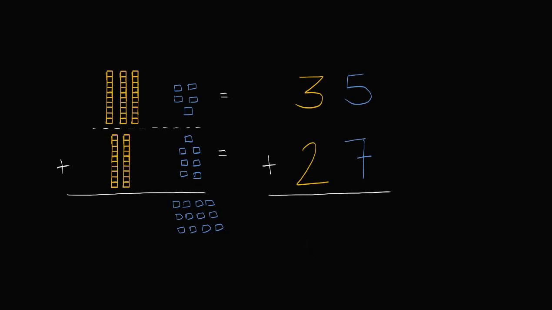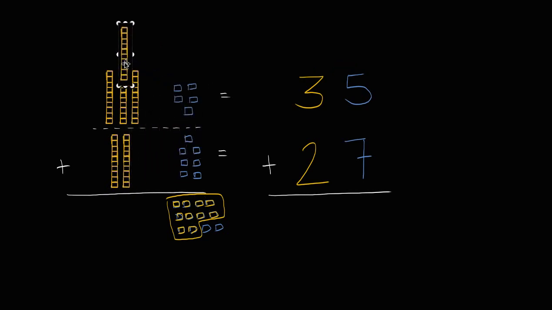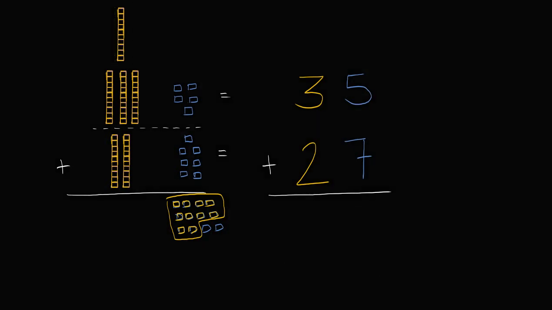Well, what we could do is we could take 1, 2, 3, 4, 5, 6, 7, 8, 9, and 10. So we could take these 10 right over here and group them together into one of these bars. So let's do that, and then stick that bar in the tens place. So all I'm doing here is taking these 10 right over here and regrouping them into the tens place.